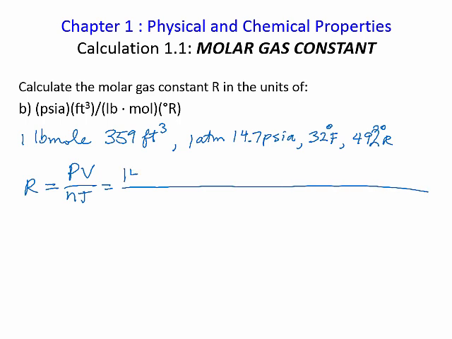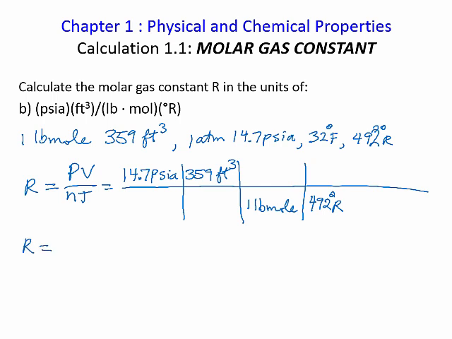pressure of 14.7 psia, volume of 359 cubic feet, divided by 1 pound mole of gas, divided by a temperature of 492 degrees Rankine. We solve for R and we get R equal to 10.73 psia foot cube over pound mole degrees Rankine.